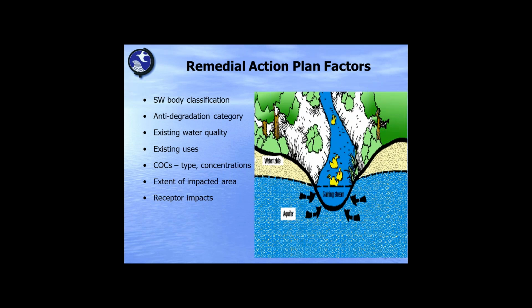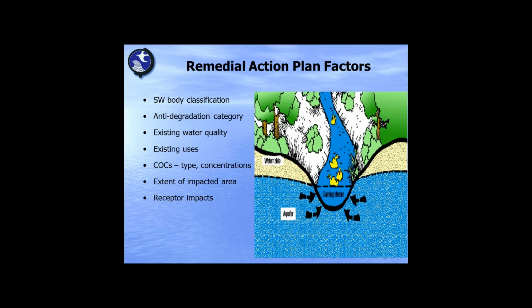There are 9 classifications and 3 anti-degradation categories that reflect the diversity of New Jersey's surface water systems, their uses, and relative level of protection. In essence, the higher the anti-degradation category, the more protected the water system is.